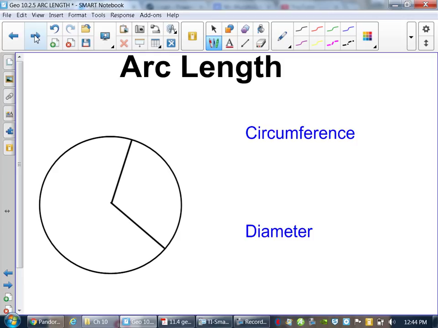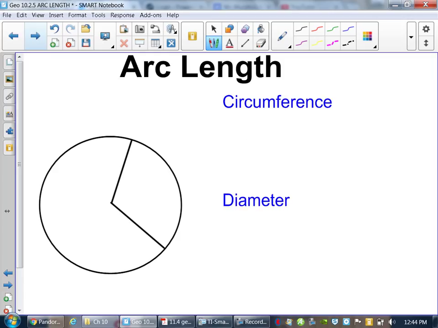As I said, arc length is going to be portions of the circumference. Yesterday we talked briefly about what the circumference meant. Remember, the circumference was your distance around the circle. So the circumference is equal to 2 pi r. But we also wrote down that twice the radius is equal to what? Yeah, it's equal to the diameter. So we could also say that circumference is equal to pi times the diameter.